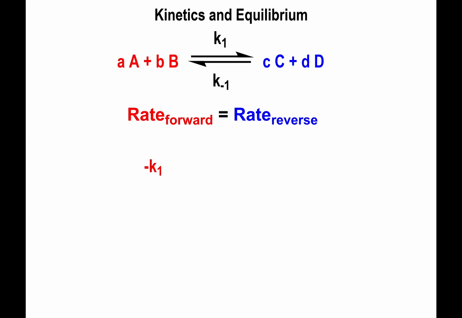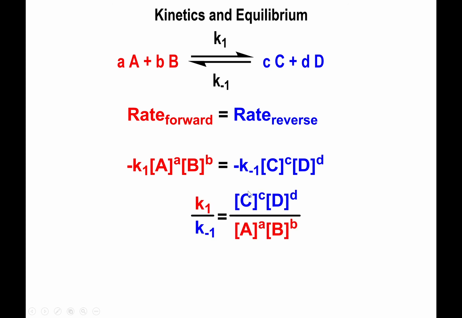By writing the rate law for both these processes, we have K1 times the concentration of A to the little a power times the concentration of B to the little b power. And for the reverse rate or the backwards rate, we have K negative 1 times the concentration of C raised to the little c power times the concentration of D raised to the little d power. So pretty much what I'm going to do is I'm going to bring the concentration terms to the same side. Specifically, I'm going to divide both sides by the concentration of A to little a and B to little b from both sides, ending up with this particular expression.